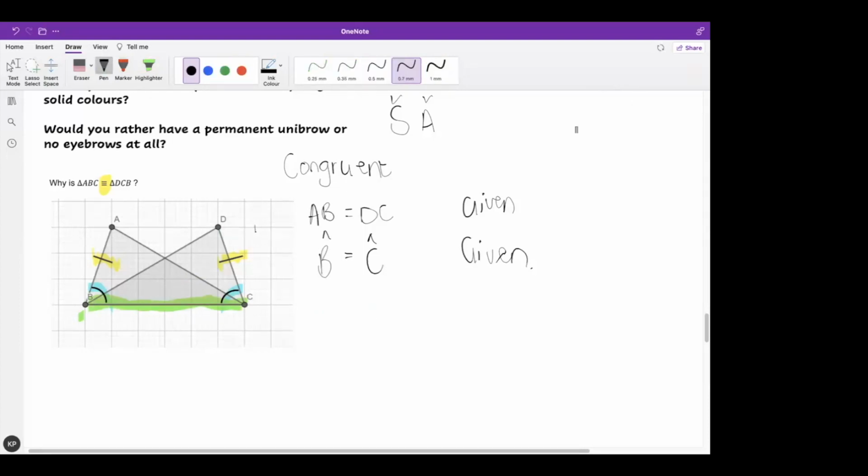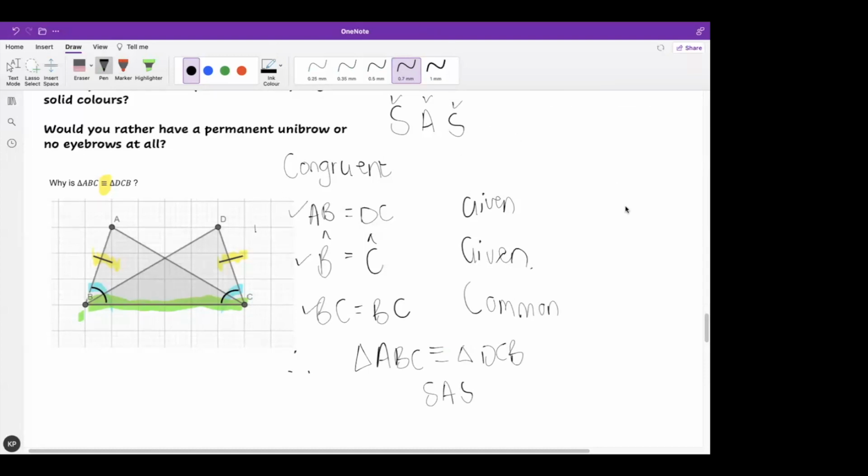Okay, so we've proved side, angle, side, and we can say, therefore, triangle ABC is congruent to triangle DCB because we've proven that a side, an angle, and a side are equal. Okay, guys, it is 10 minutes before the end of the lesson, and I think we can do another one.